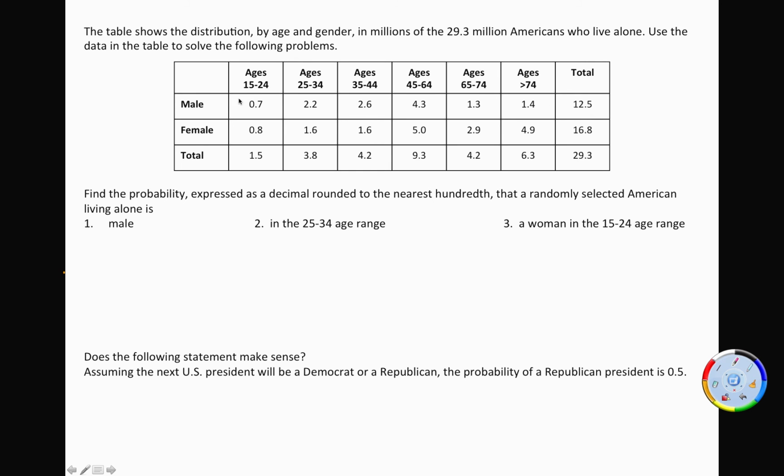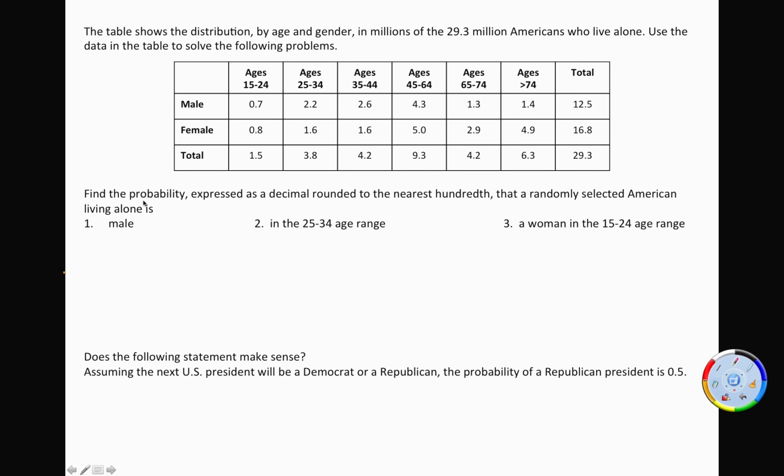Okay, what about this? This table shows the distribution by age and gender, in millions, of the 29.3 million Americans who live alone. Use the data in the table to solve the following problems. All right, so let's see what we have. Here's the row for males. Here's the row for females. Here's the column for age group 15 to 24, 25 to 34, and so on. Here's a total going across this way and a total down here.